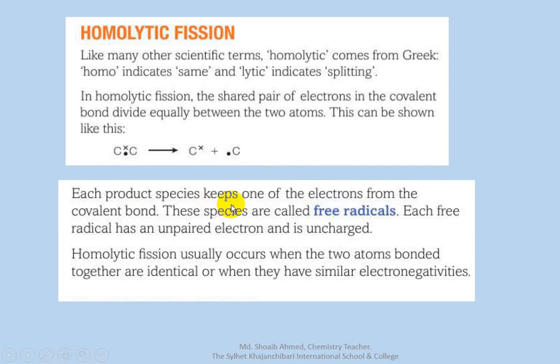Each product species takes one of the electrons from the covalent bond. These species are called free radicals. Each free radical has an unpaired electron and is uncharged. Homolytic fission usually occurs when the two atoms bonded together are identical, like carbon-carbon or chlorine-chlorine, or have similar electronegativities.